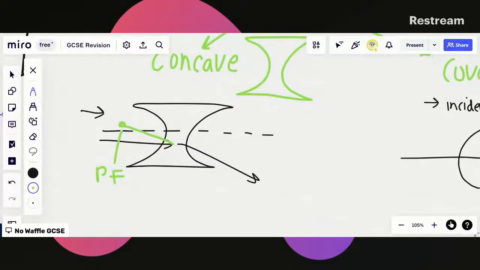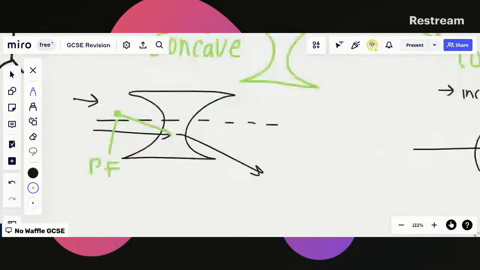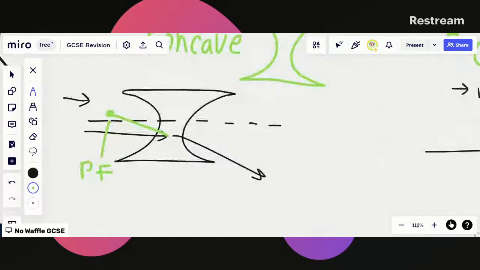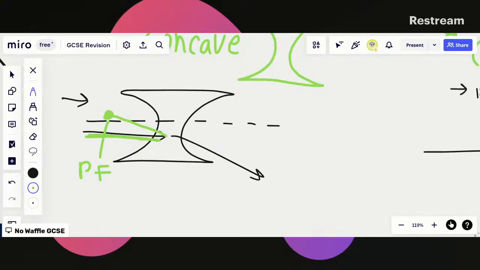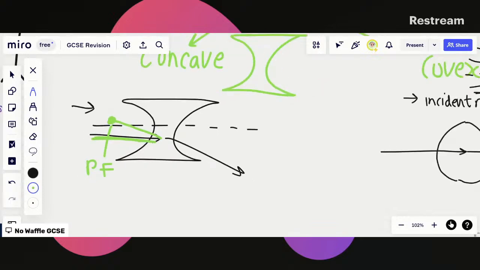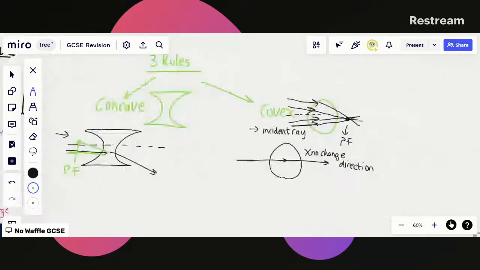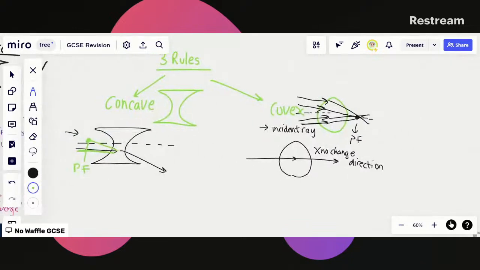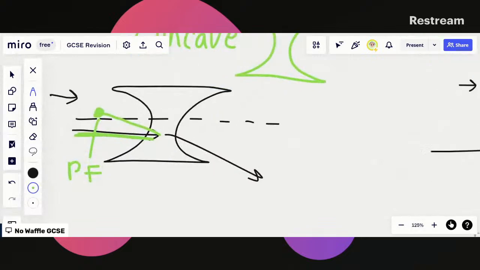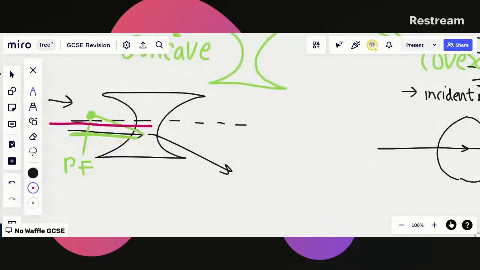On the other hand, you've got the same thing here. If you've got an incident ray that passes through the point of the principal focus and is refracted, then you know that it is parallel to the axis. I hope that makes sense. It's really hard to describe these things, but if you do have questions, I can go through it again. And again, the same rule applies: if there was an incident ray that passed through the center, then it would just keep going in the same direction.